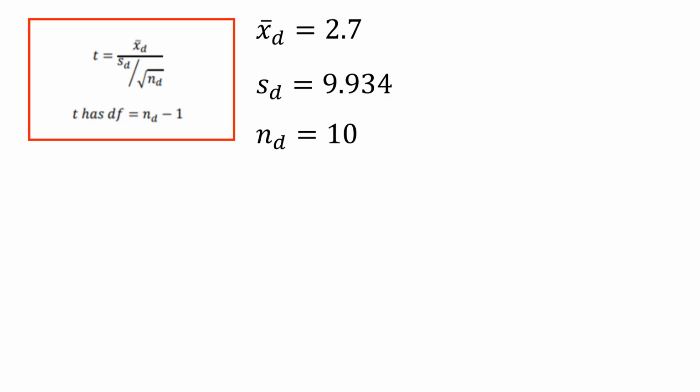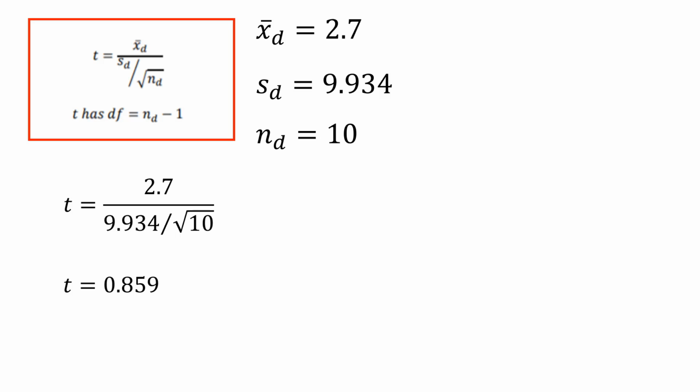So now I'm going to take these numbers and plug them into my formula here. So I have 2.7 divided by 9.934 over the square root of 10. And when I put that into my calculator, I get t is equal to 0.869. And in Wiley Plus, this one tells you to round to 2 decimal places. So if you're doing that, you would get 0.86 for your 2 decimal places.